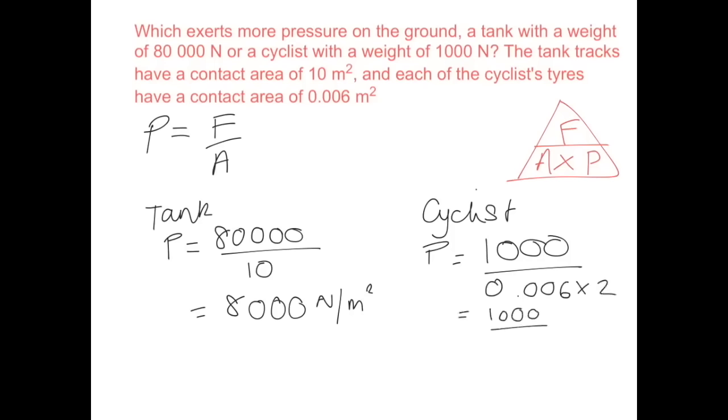Please don't let me run out of space. By 0.012. I'm going to use the calculator here. And the answer here is 83,333 newtons per meter squared. So, as you can see, it's obvious that the cyclist exerts more pressure because their pressure is 83,333. So make sure you write that the cyclist is the answer.